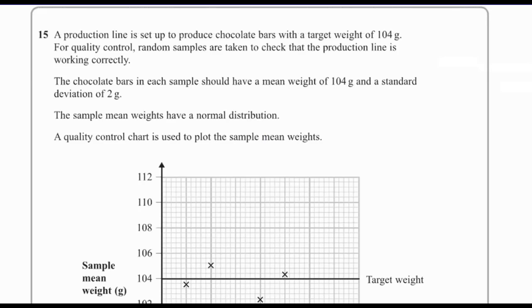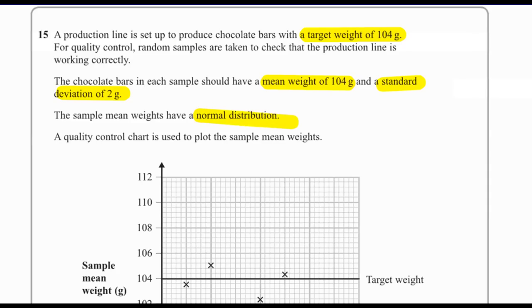Moving on to question 15. A production line is set up to produce chocolate bars with a target weight of 104 grams. For quality control, random samples must be taken to check the production line is working correctly. The chocolate bars in each sample should have a mean weight of 104 and a standard deviation of 2. The sample mean weights have a normal distribution.